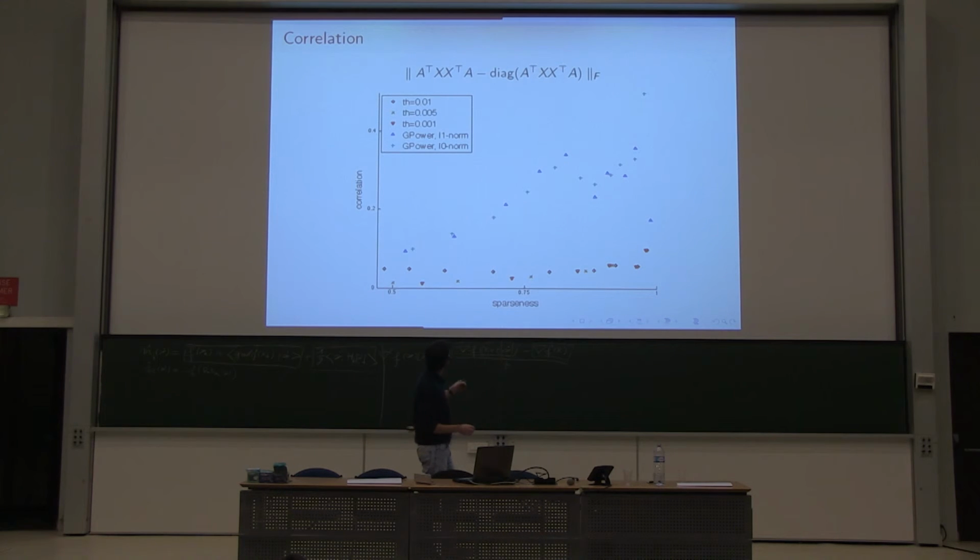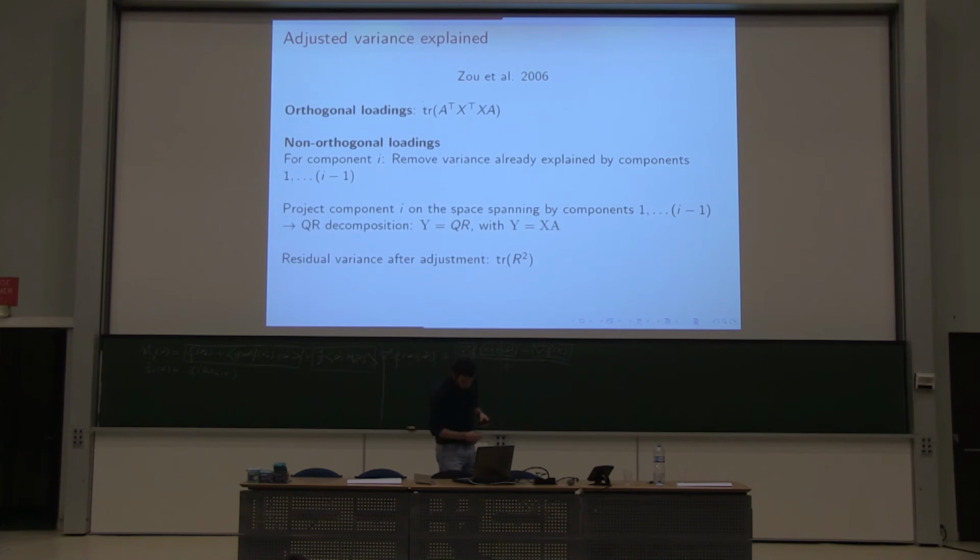And so we have to deal with this correlation between the components before computing the variance. And how can we do so? Well, a paper a few years ago already dealt with this problem. For classical PCA, when you have uncorrelated components and orthogonal loadings, you can compute the variance like this. But what if you have non-orthogonal loadings and correlated components? You have to take this correlation into account.